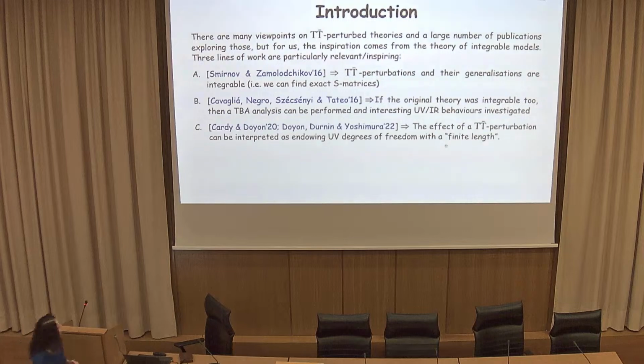There is yet another viewpoint that came quite a bit later, in some papers by John Cardy, Benjamin Doyon, and other people, where they interpreted the TT bar perturbation as having the effect of endowing UV degrees of freedom with a finite length. So essentially, when you perturb by TT bar, you introduce a new coupling in the theory, and this coupling can be interpreted as giving length to particles.